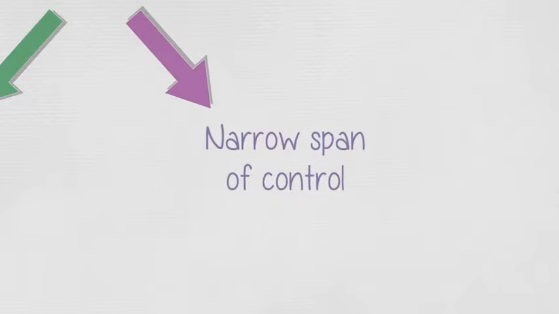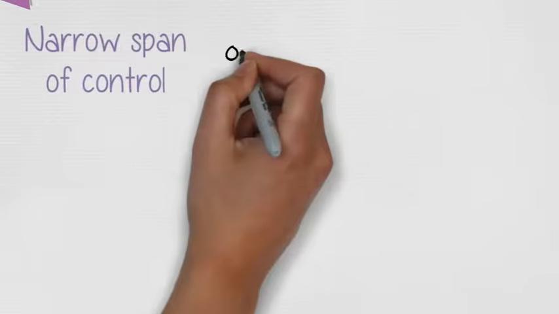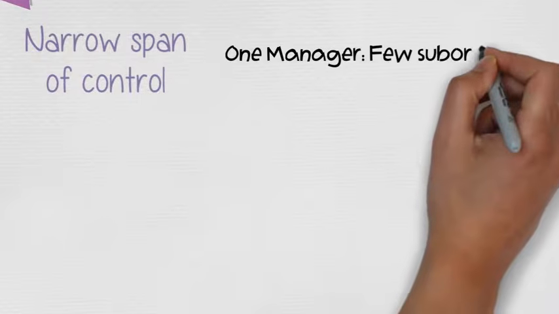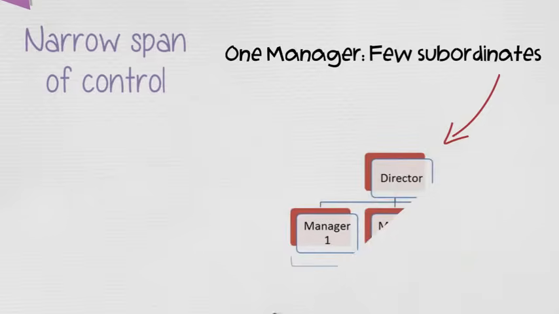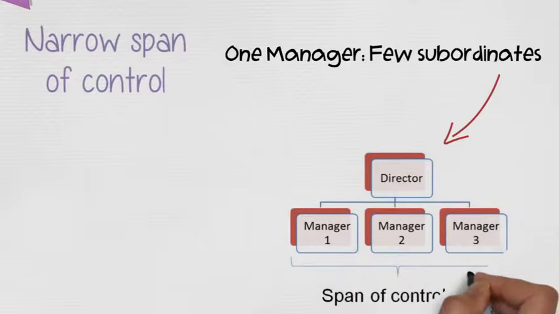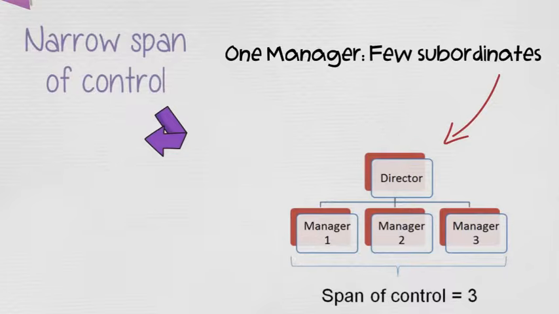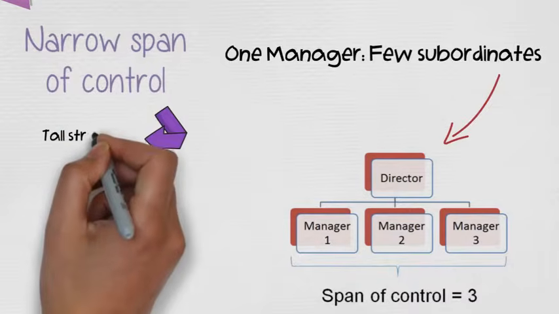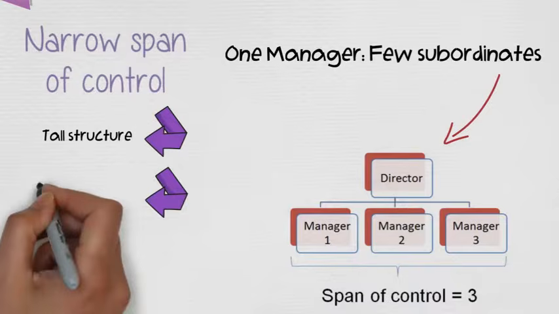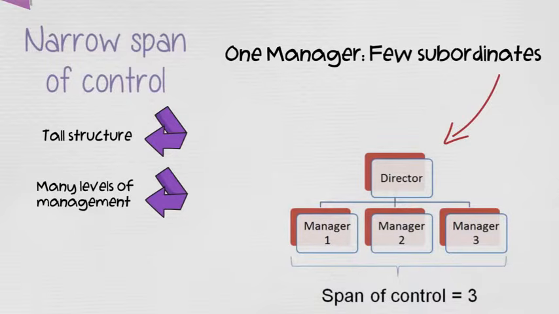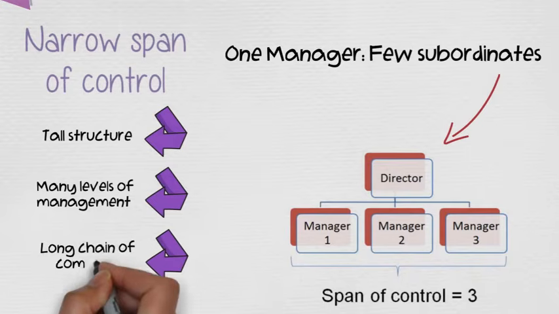In a narrow span of control, you have one manager and only a number of subordinates that report directly into him. You can see this illustrated in the organogram at the bottom. A narrow span of control also has a few unique features. The first one, it has a tall structure. Secondly, it has many management levels. And lastly, it leads to a long chain of command.